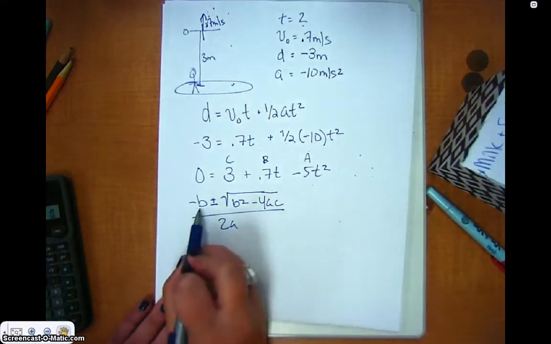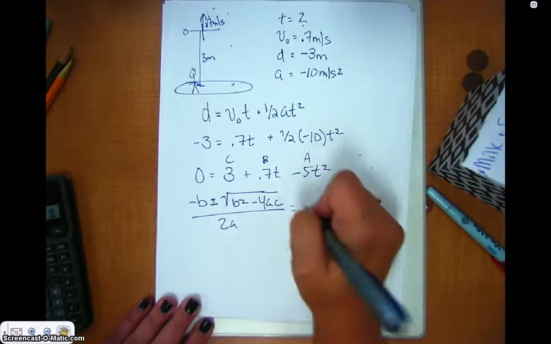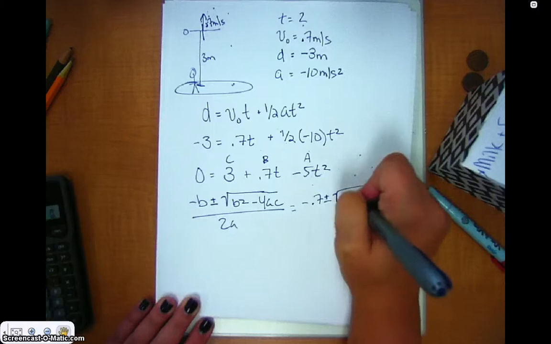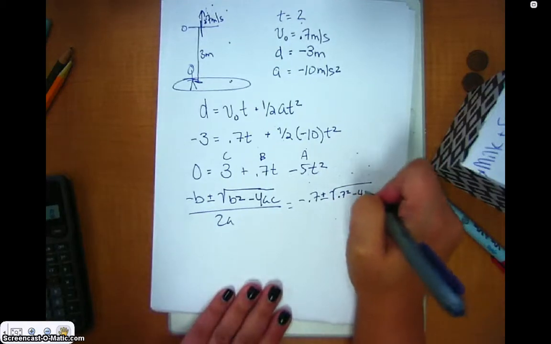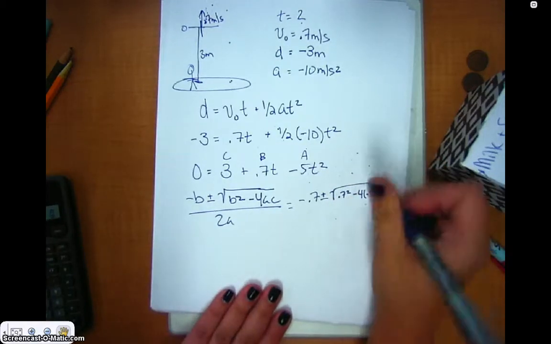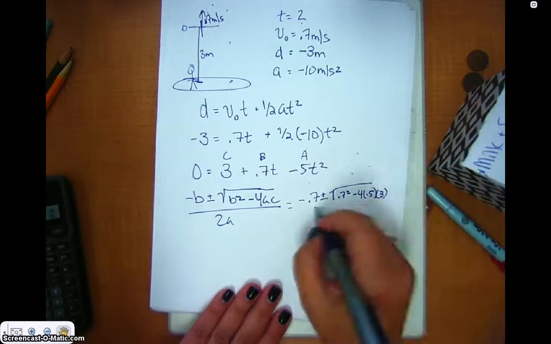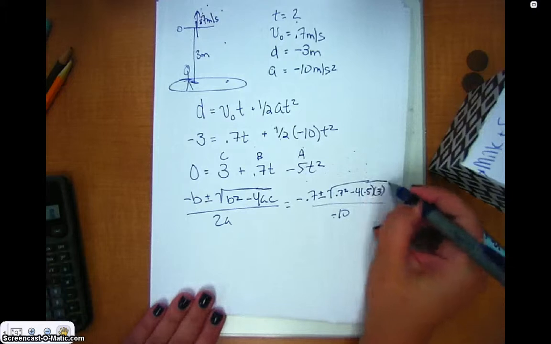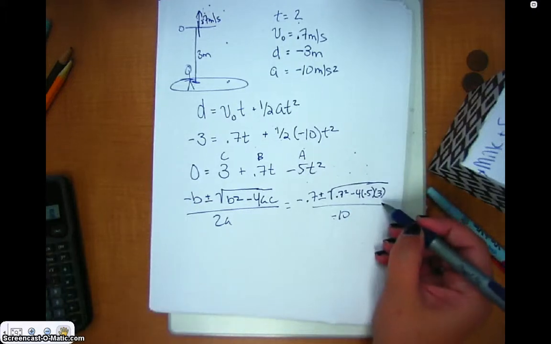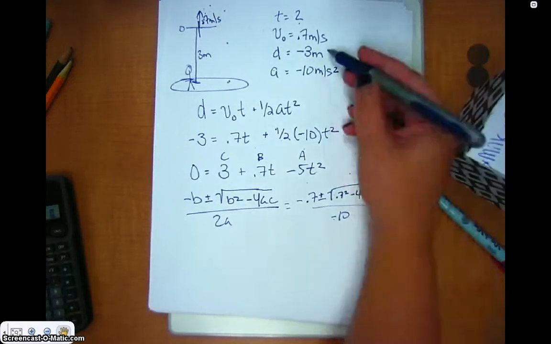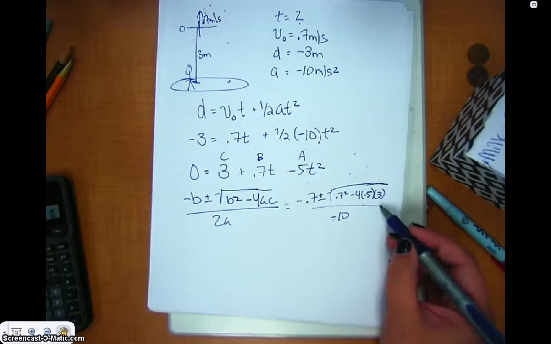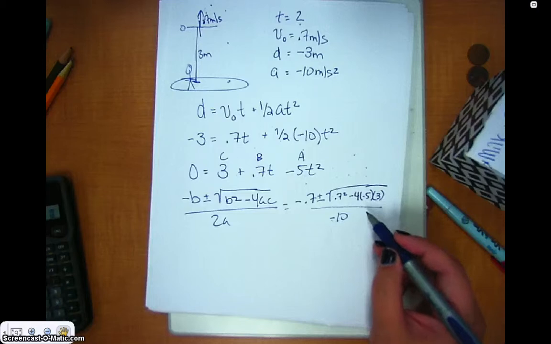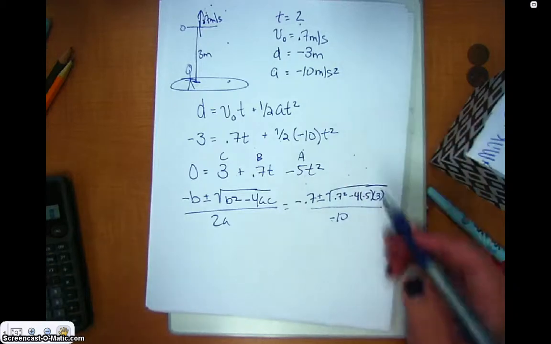Right? So let's just plug in. We get the opposite of b, so negative 0.7 plus or minus the square root of 0.7 squared minus 4 times a negative 5 times c, which is 3, all over twice a, so negative 10. Now, a lot of times, if you didn't take into consideration that 3 meters down and make it negative up here, you're going to get an imaginary number here. You're going to get a negative underneath the square root. So that's another sign that maybe you did something wrong at that stage.